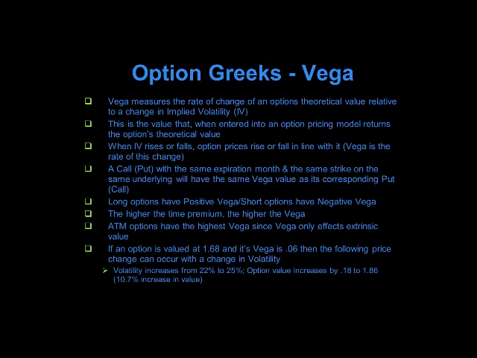Now you're going to have some theta coming into play. If the underlying doesn't move at all, it may move, but just looking at isolating volatility, you can see you had a 10.7% increase in the value of the option, which is a slight increase in volatility, everything else being equal.